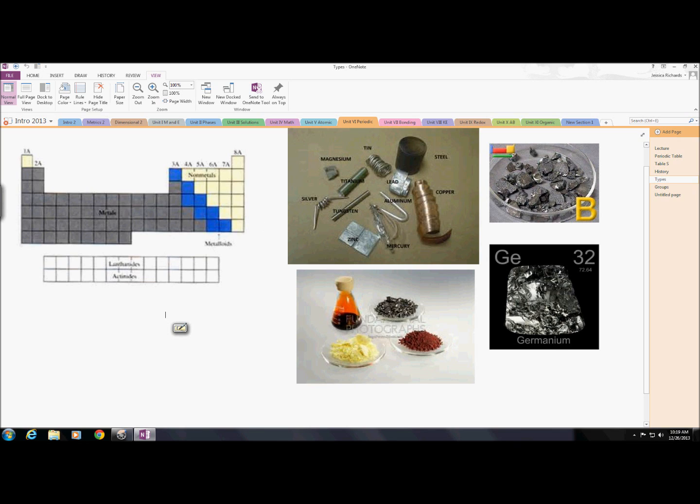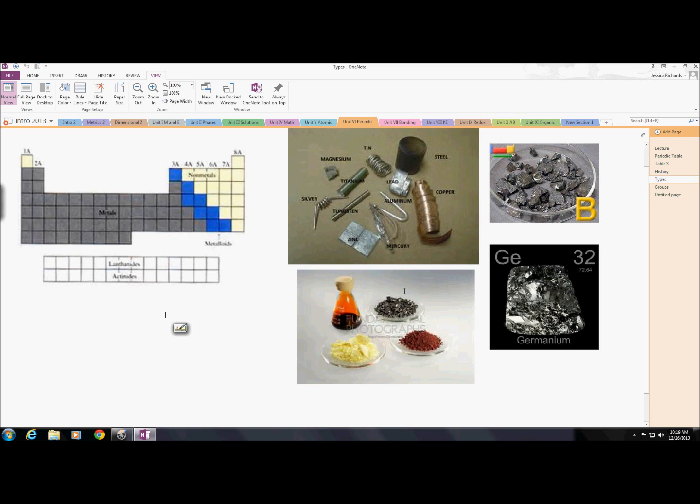Pictures of metals: silver and tungsten, zinc, typically silver, shiny pieces of material. A few of them have colors to them in their pure form, like copper and gold, but for the most part it's just gray or silver. Malleable, pound them into sheets, pull them out into wires.